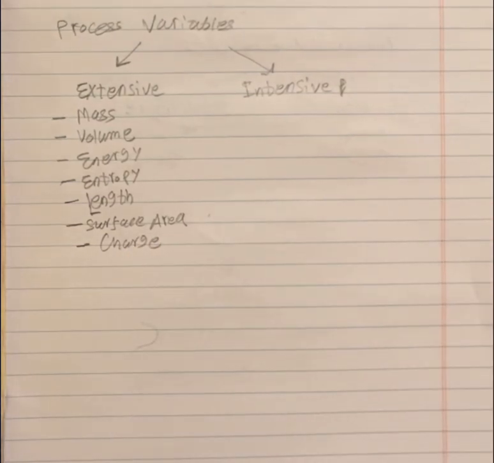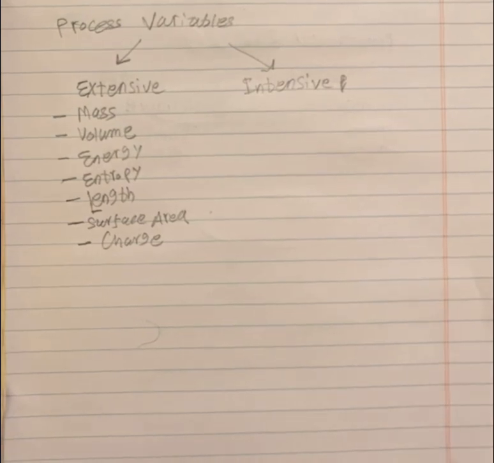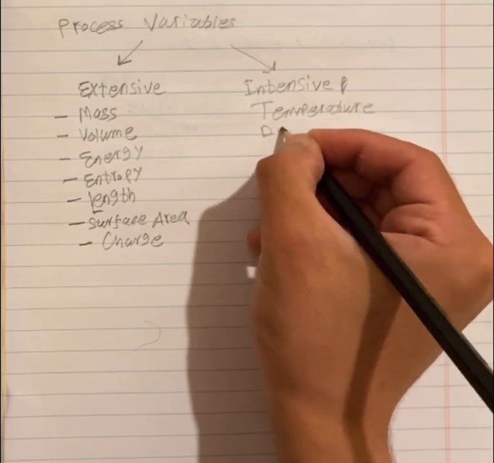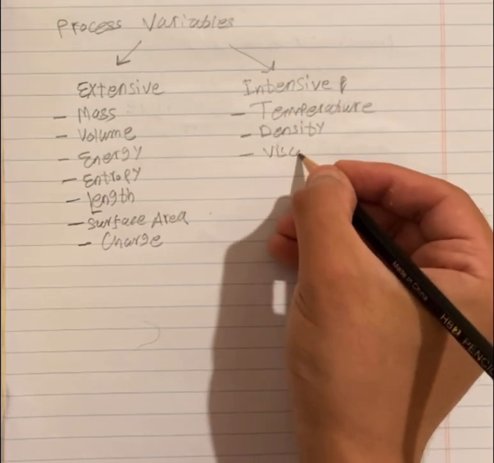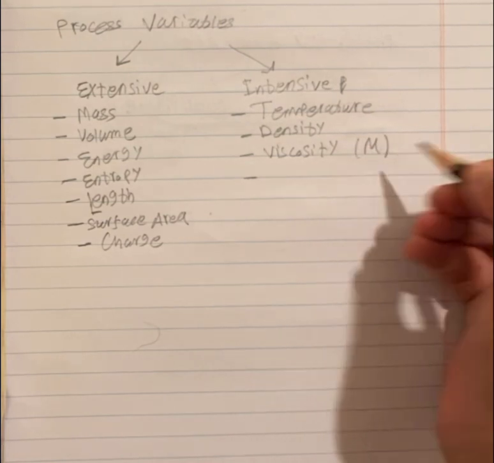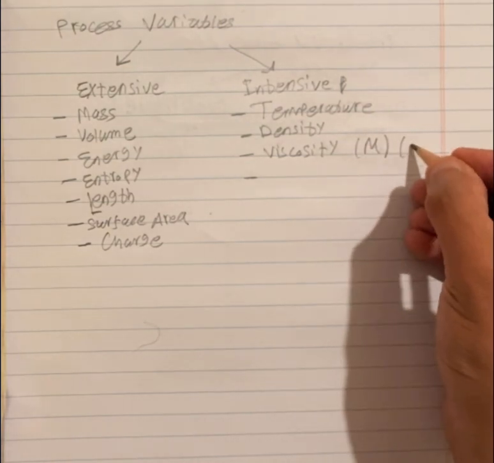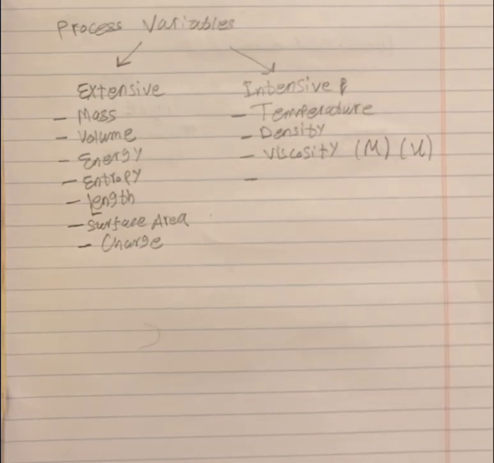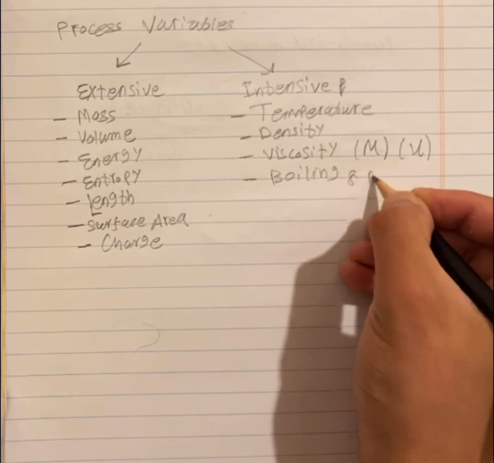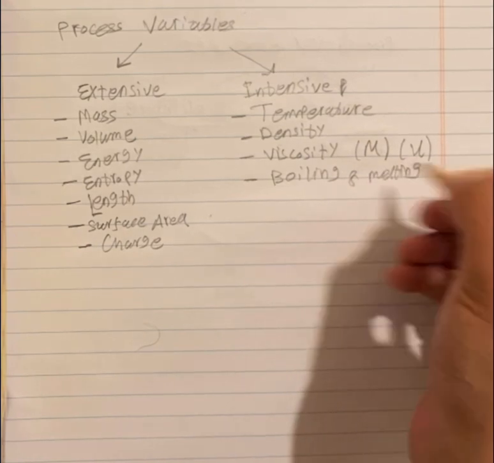Intensive properties, as I said before, do not depend on the size. The size is not important, how big it is, like temperature, density, viscosity. We discussed it when we talked about dimensionless numbers, about the Reynolds number. There was a term of viscosity, the dynamic viscosity, and also the kinematic viscosity. All of them are intensive. Boiling and melting point, which makes sense because they are also temperature.